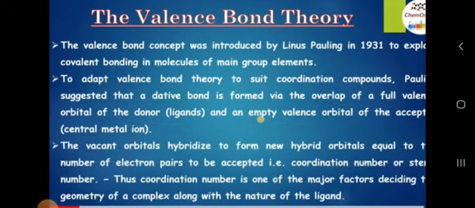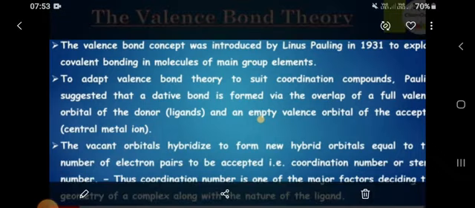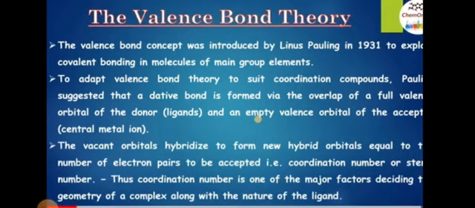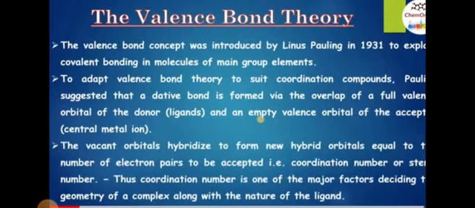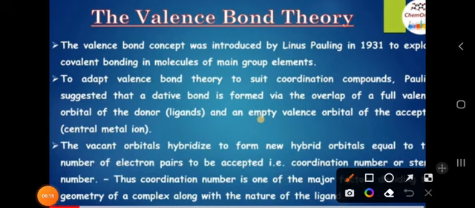Coming to the vacant orbital: in the first step, we discussed the donor and acceptor, the giving of electrons. In the second step, the vacant orbital will hybridize. What is hybridization? Orbitals of equivalent energy overlap to give new equivalent orbitals. That is what we call hybridization.